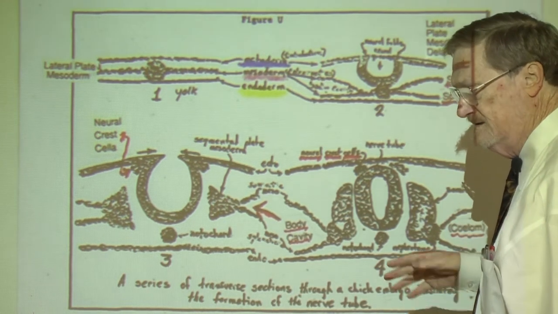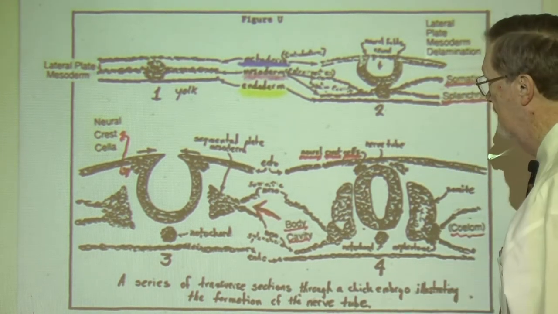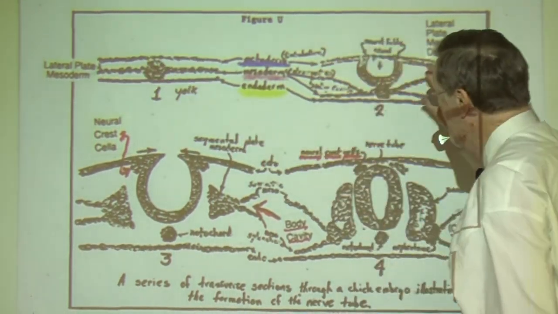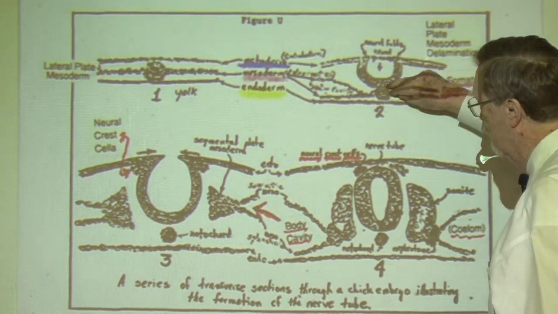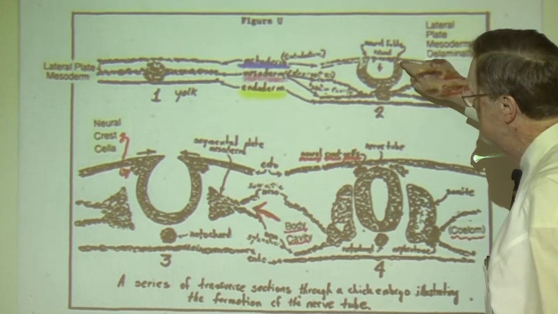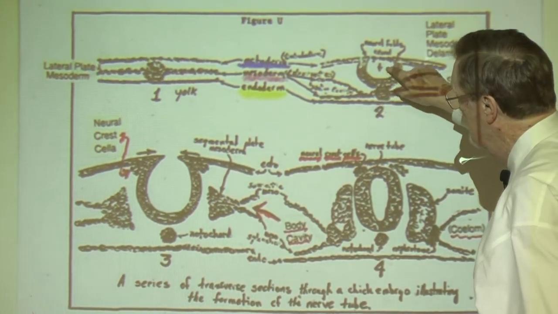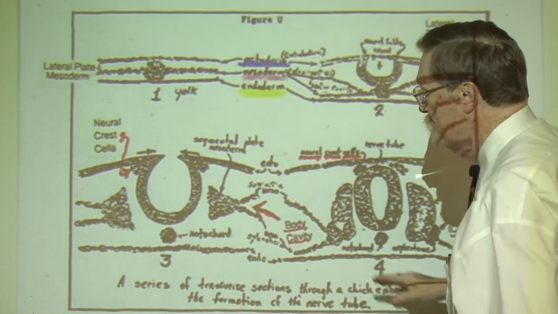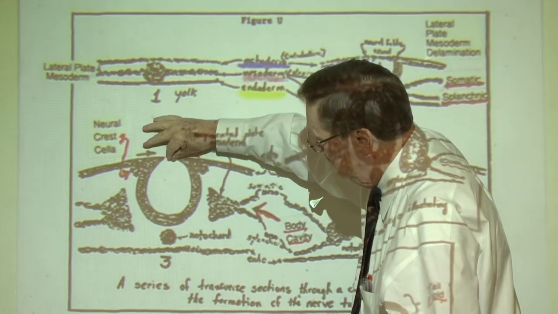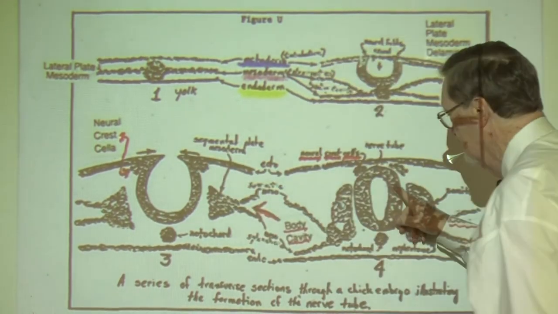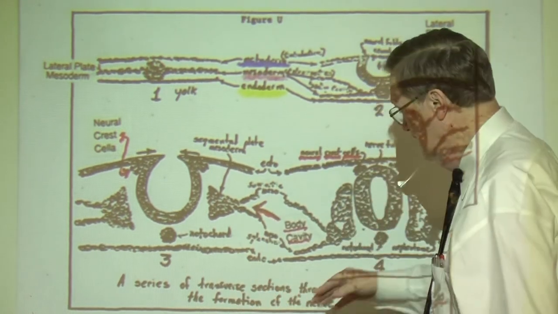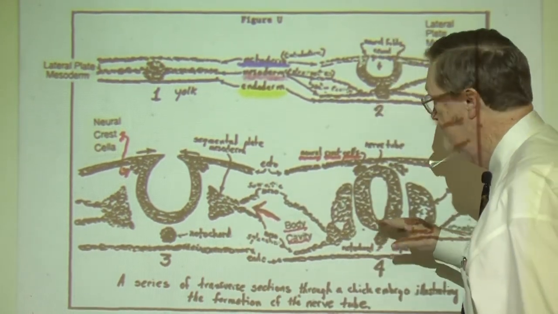After a few hours of development, we see that this upper layer of ectoderm will fold up like this, form a groove, and fold up like that on the other side. These are called neural folds. That's another one. And right in here will be the neural groove. Eventually, these folds are going to come together and meet, fuse, and form a tube. The tube will become the nerve tube, which on the front end, as I said, will become the brain, and on the back end will become the spinal cord.